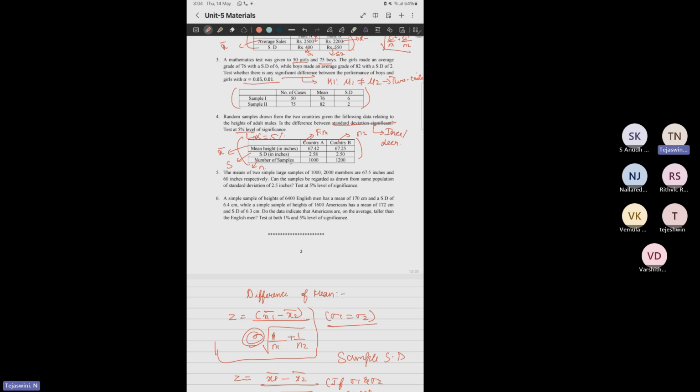So they have given us the sample size, that is n1, n2. This confusion, I'll just check it once. So they have given us the sample size, that is n1 and n2.